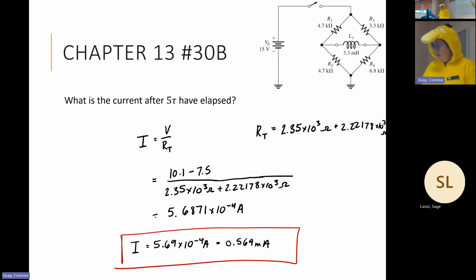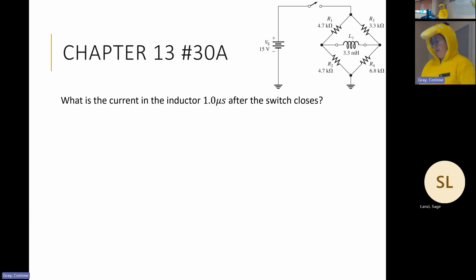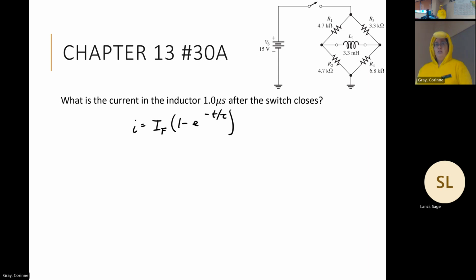So for this current here, this is the initial or final current value. It's going to be the final value, and this is the final value I'm able to go through and plug into 30A here. Because for this one, we're going to have I is equal to IF times 1 minus e to the negative t divided by tau. Why am I using this equation?